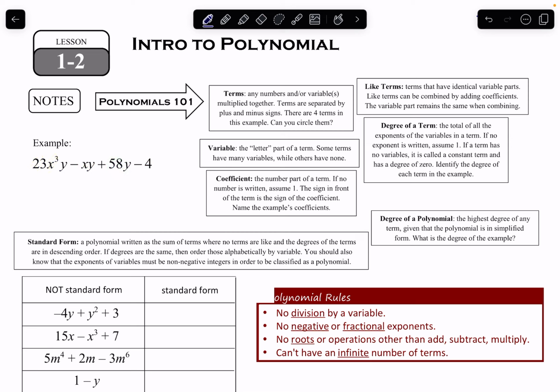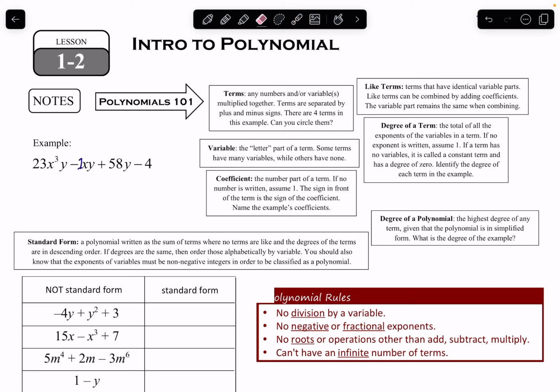Variables, one you should be well comfortable with at this point, right? It's the letter part of the term. So the x cubed y is the variables there. The xy, technically there's a 1 in front. We don't see it, but there is a 1 right here, which is called the coefficient. That number in front of the variables, that 1's the coefficient, the xy is the variables. 58 is the coefficient, y is the variable. Negative 4 is what we call a constant because it doesn't have a variable attached to it. It's just negative 4.